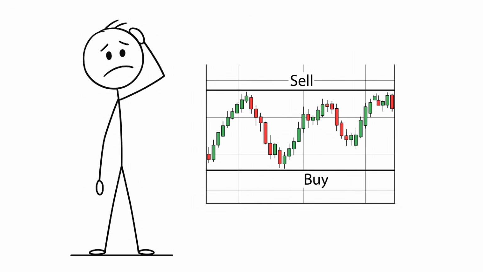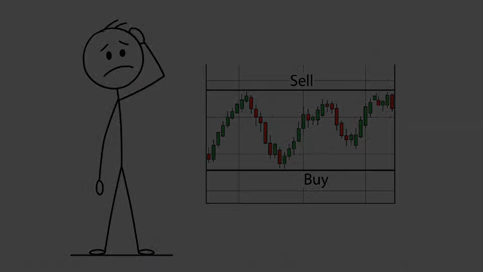They see the indicator move above 80 and instantly think, the market is overbought, time to sell. Or it drops below 20 and they think, it's oversold, time to buy. And then they wonder why they keep getting stopped out.